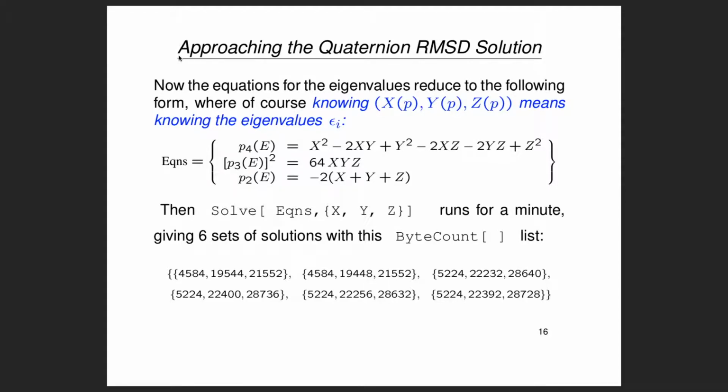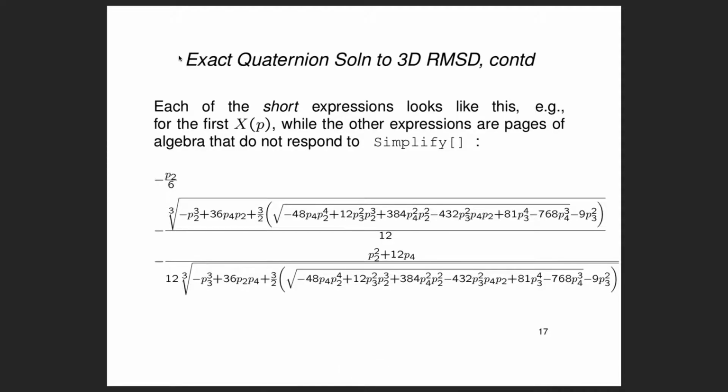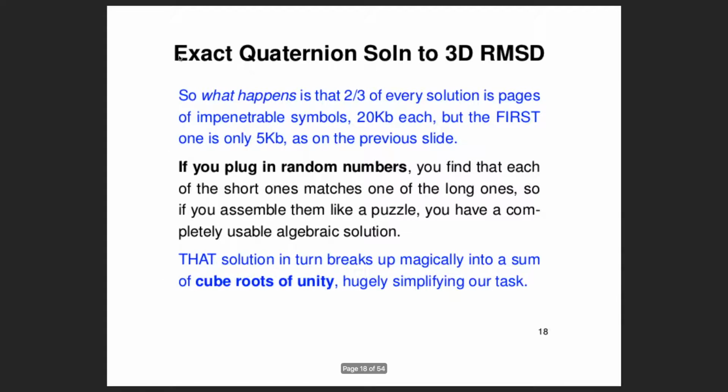But there's a property. You look at one of the short ones, and it's not too bad, actually. It has a fairly simple structure. And the question is, what's the relationship of that structure to everything else? Well, what happens is, if you plug in random numbers, you find that each of the short things has a corresponding identical number in the 30 kilobyte things. So they're all the same.